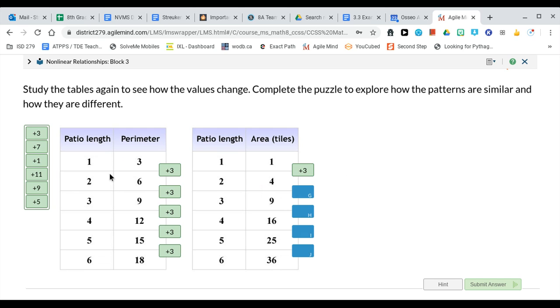4 to 9, well, that's now adding 5. 9 to 16, well, that's adding 7. 16 to 25, adding 9. And 25 to 36 is adding 11. So it looks like the pattern here is that it's increasing by 2 every time. We have plus 3, plus 5, plus 7, plus 9, plus 11.